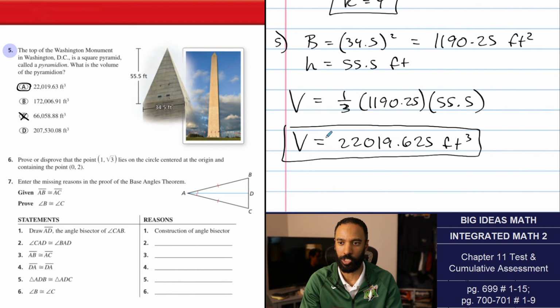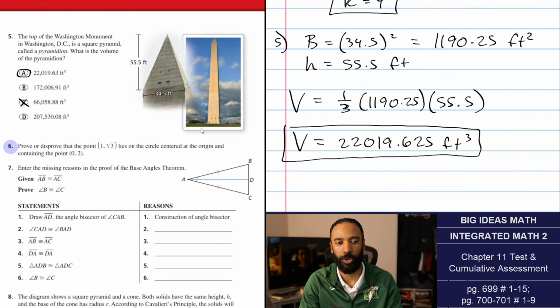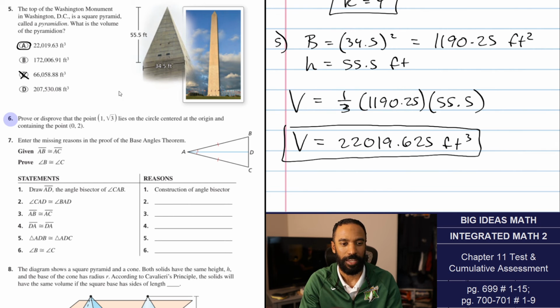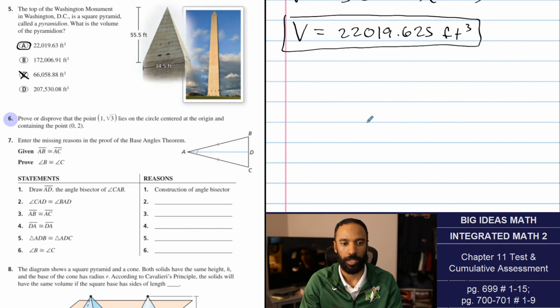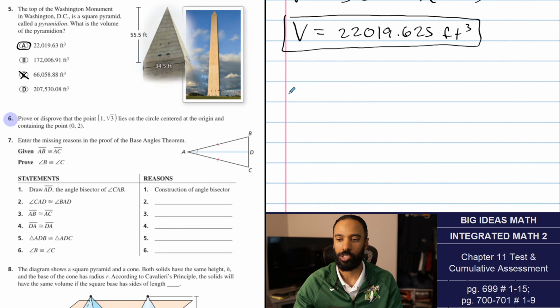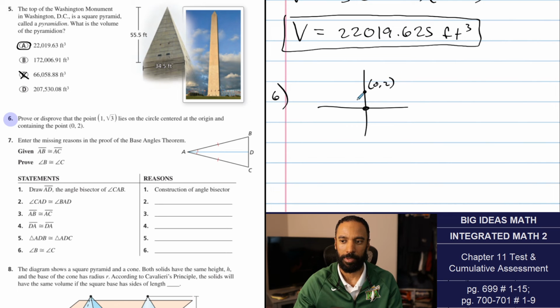Number 6. Prove or disprove that the point 1, √3 lies on the circle centered at the origin and containing the point 0,2. Well, it's not an actual proof to me. So a circle containing the point 0,2 centered at the origin. Let's get a rough drawing of that. Centered at the origin, it contains 0,2. That means the radius is 2.